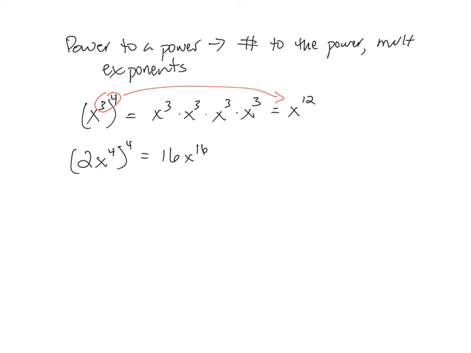Okay, so if we had 3x squared, I'm going to change that to a 4. 3x to the 4th power squared. So 3 to the 2nd power is 9. Multiply the exponents, and we get 8.